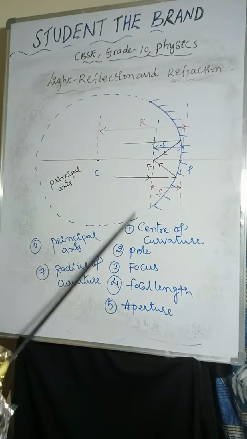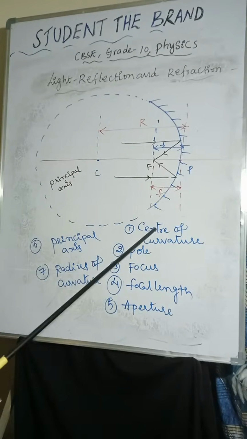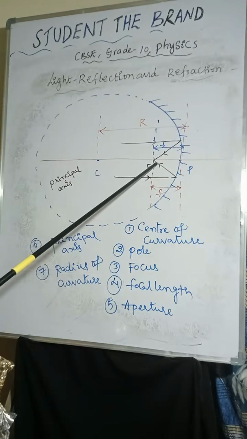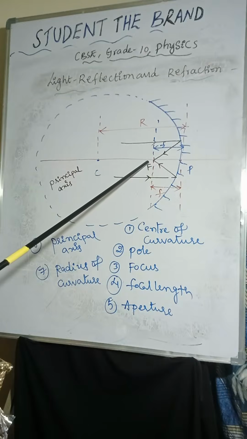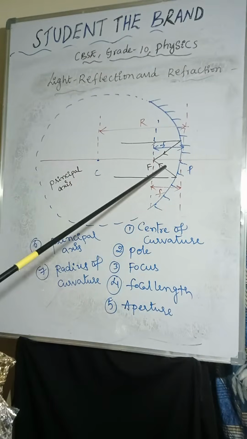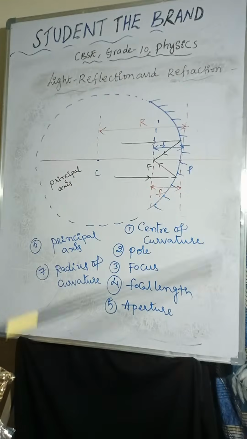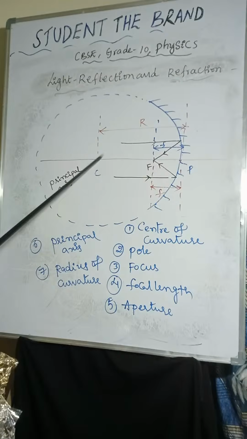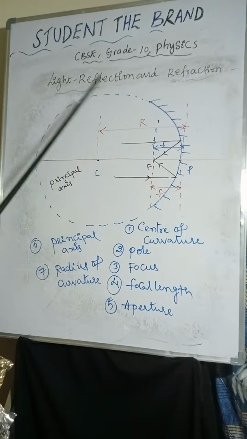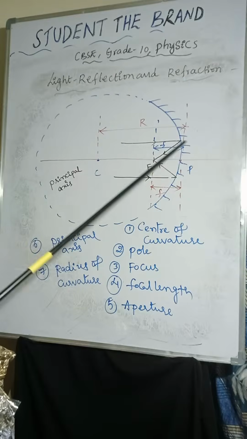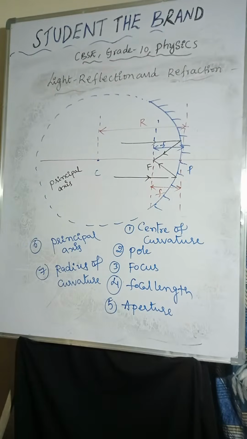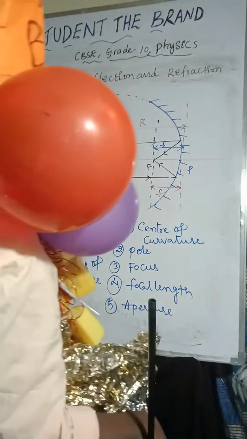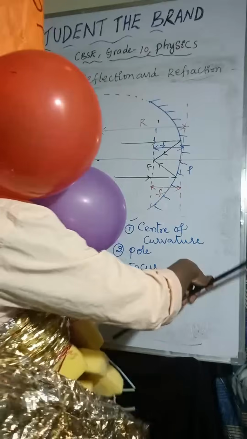Once again: the center of curvature is the center of the imaginary sphere of which the mirror is a part. The pole is the midpoint of the mirror. After reflection, all light rays meet at one point, called the focus. The distance between focus and pole is the focal length. The width of the mirror is the aperture. The line joining center of curvature and pole is the principal axis. The distance between center of curvature and pole is the radius of curvature. These are the terms related to spherical mirror.